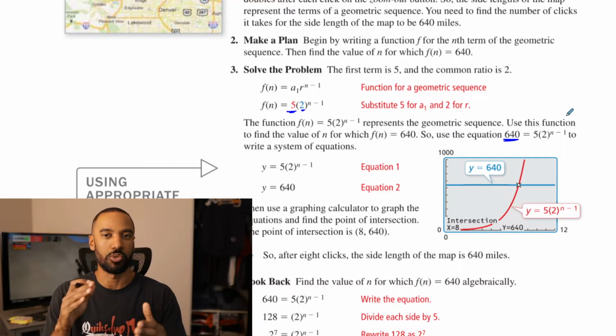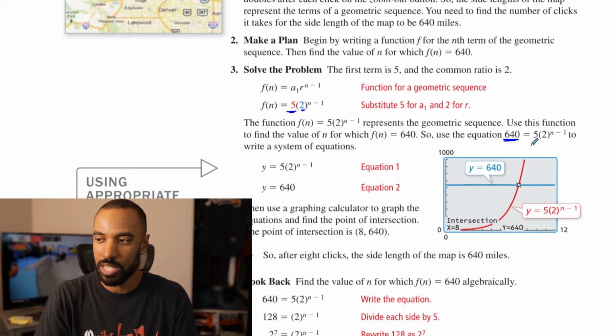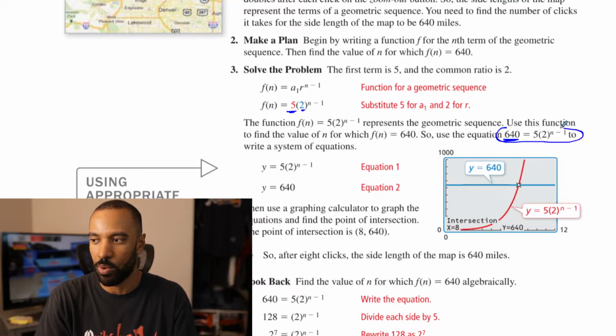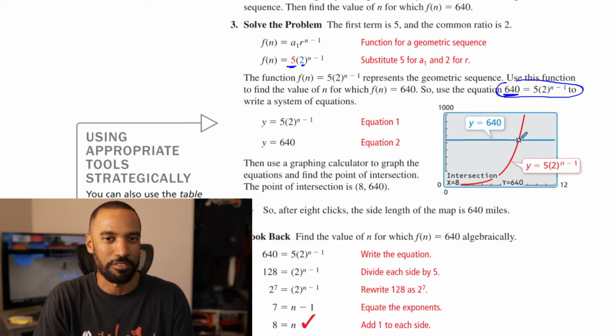And this is where we're going to have to do a little bit more of what we just did in the last section on solving exponential equations, because that's what this is, guys. It is an exponential equation. We now have to solve for n. So the first thing you would do is divide. Oh, they're using a graphing calculator.